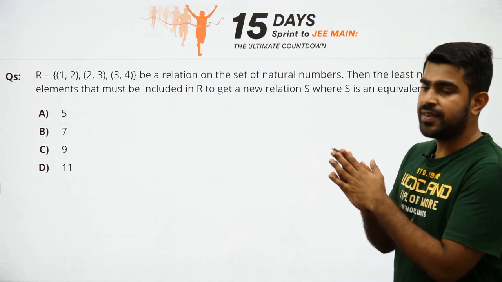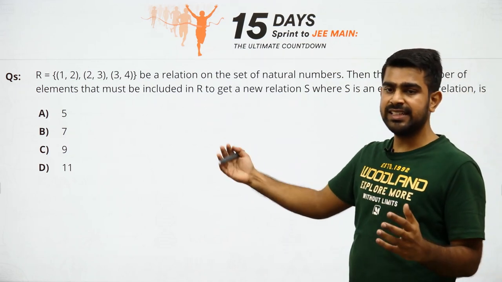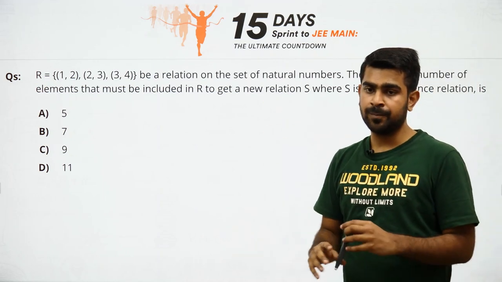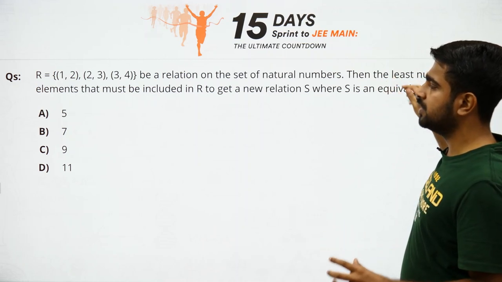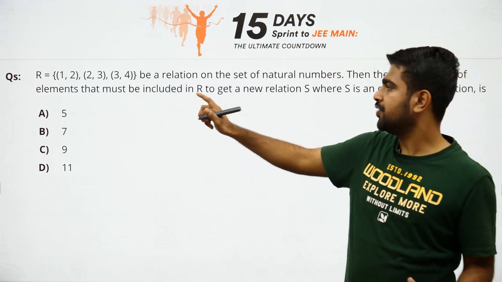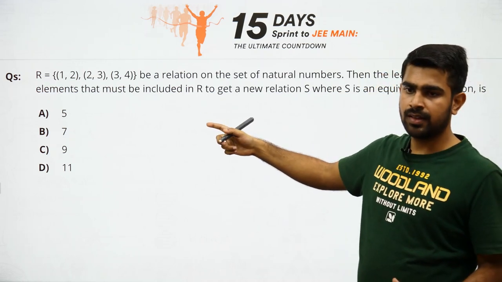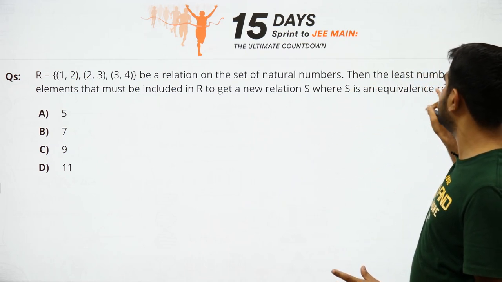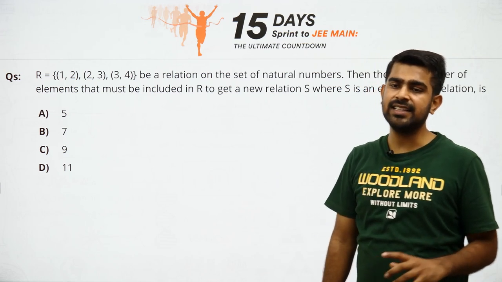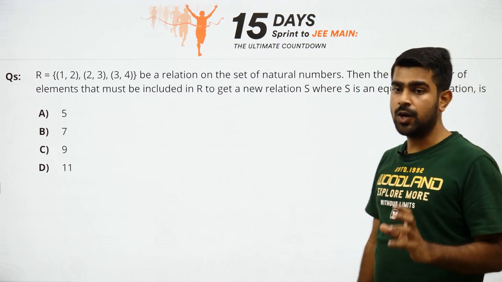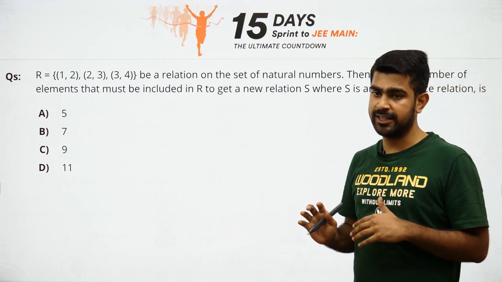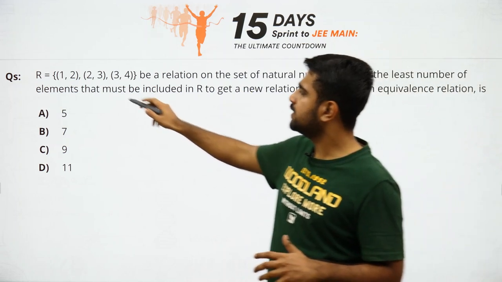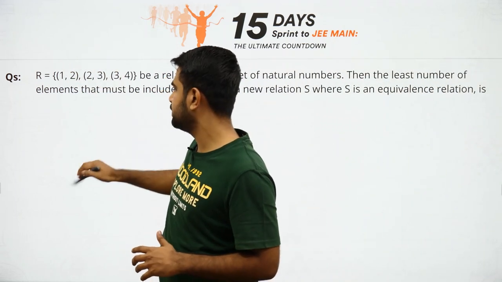So what is given here? They have given a relation: (1, 2), (2, 3) and (3, 4). Now they are saying that this is a relation on the set of natural numbers. Then the least number of elements that must be included in R to get a new relation S, where S is an equivalence relation. Okay, guys. So now here there is something very interesting happening. They are asking what is the least number of elements. So let us say this relation is defined on the set capital A.